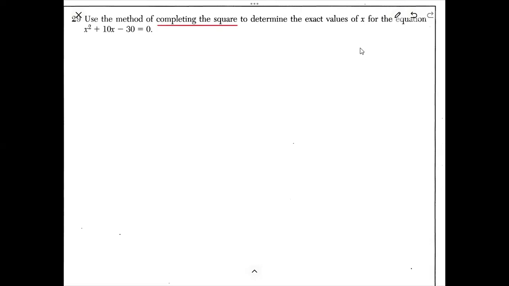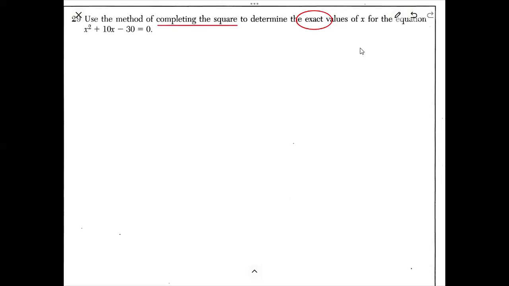So we're going to use completing the square to solve this quadratic. We could use the quadratic formula, and in fact, if you did use the quadratic formula, you could get 1 point if you solve it correctly. But we're going to use completing the square. Now, the other thing that we need to pay attention to is when it says exact values, that means they don't want decimals. They only want fractions.